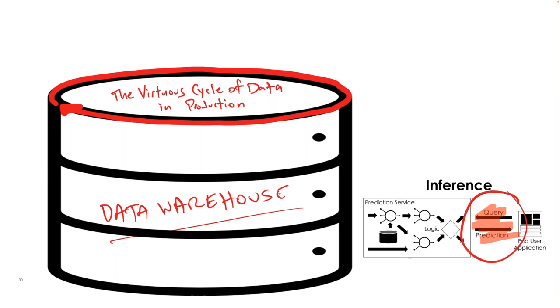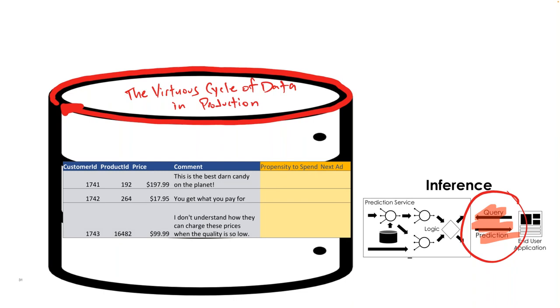So now I finally want to talk about how queries and predictions are often fed back in a sensible architecture, at least, into applications and into training. And it kind of looks like this. Imagine you have a table in your data warehouse of sales, okay? So this is a very simple sales table. It's got four columns: customer ID, product ID, price, and a comment that the customer might have left. I made this up, clearly. But you can imagine a simple sales table like this.